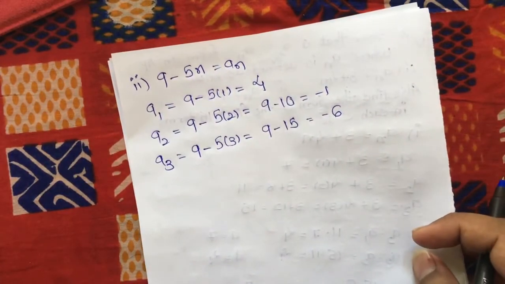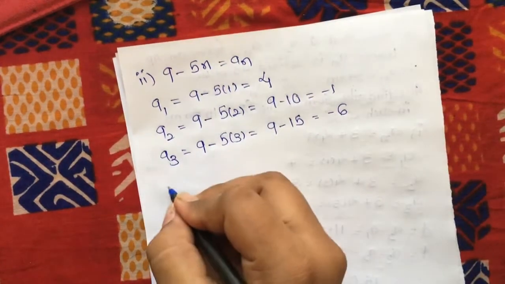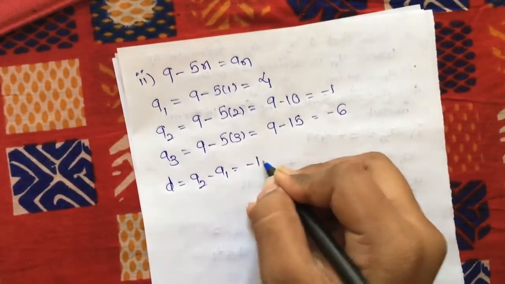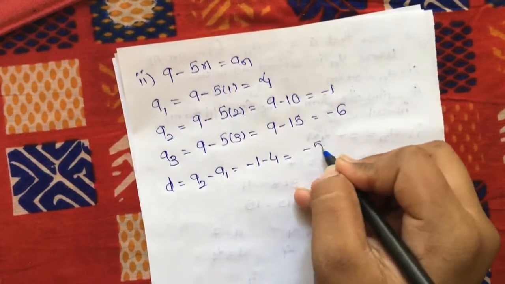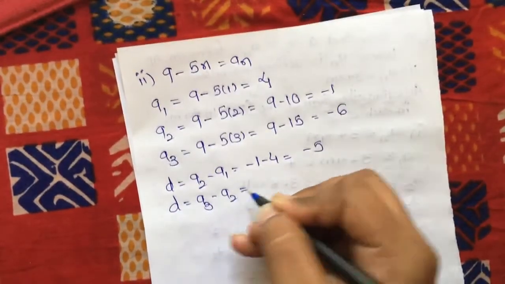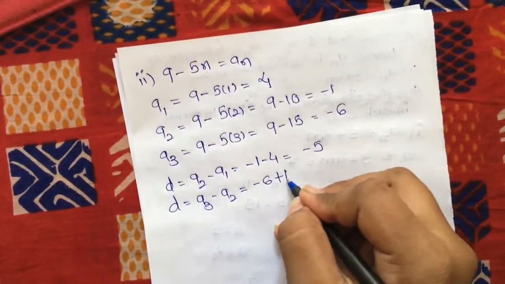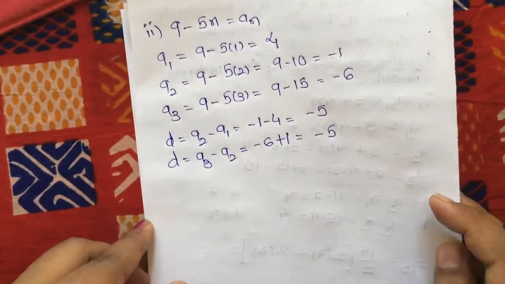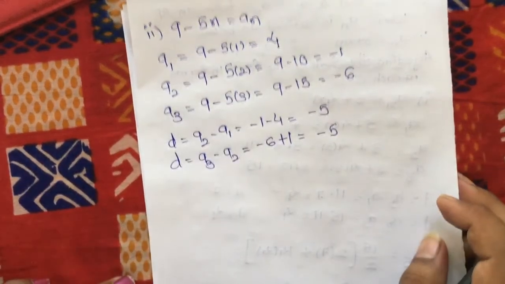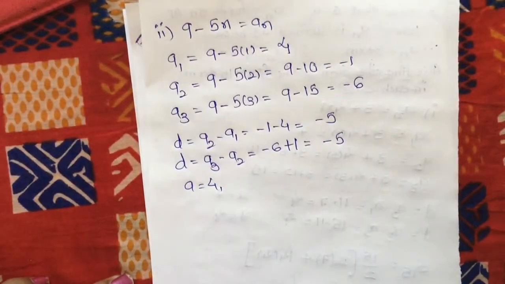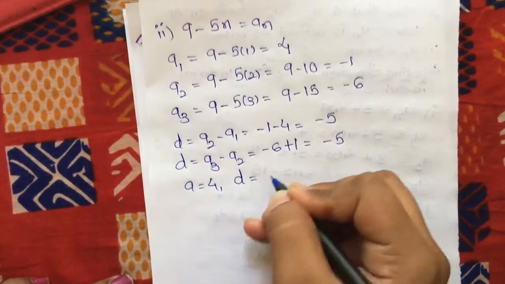And so now let's just find the common difference d. So d is equals to a2 minus a1 which is minus 1 minus 4 which is minus 5. d is equals to a3 minus a2 which is minus 6 minus minus 1, plus 1. So this is minus 5 again. So here we are having the first term which is 4. a is equals to 4 and common difference d is equals to minus 5.